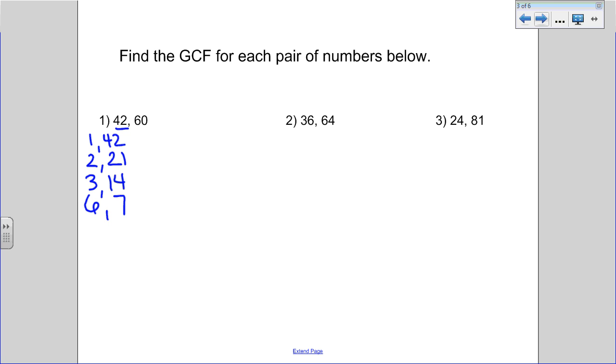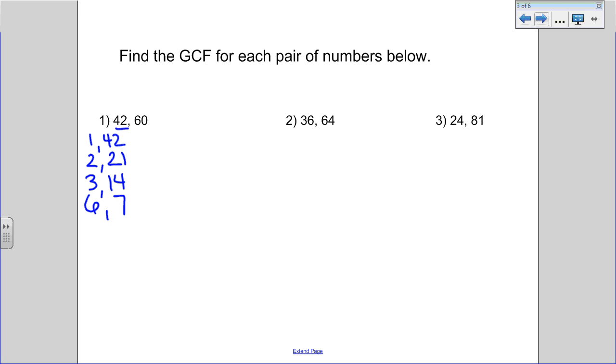Well, now I need to find the largest number in this group that divides into 60. Now, does 42 divide into 60? Hopefully most of you said no. Is 21 going to divide into 60? No. Does 14 divide into 60? Well, at some point, ladies and gentlemen, if I'm not sure, what am I going to have to do? Calculator. Grab your calculator. But no, 14 doesn't. Does 7 go into 60?